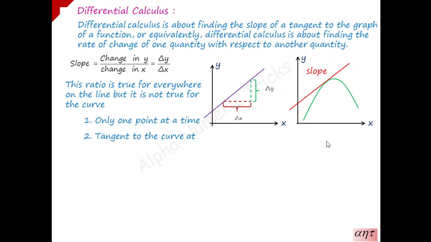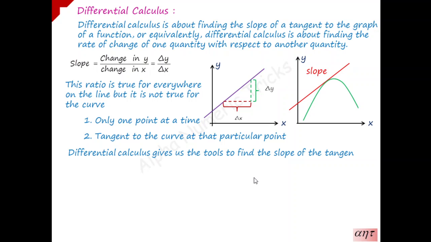So the tangent to the curve at that particular point gives the slope. We can find the tangent line, and the tangent to the curve at a particular point is called the slope. This way we can find out the slope of the curve. And we can see that differential calculus gives us the tools to find the slope of the tangent line, which we will see in upcoming videos.